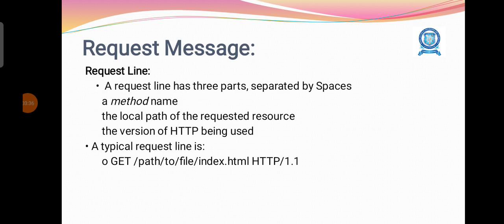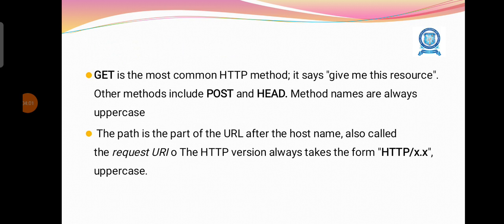First of all, let us see about the request message. The first field of the request message is the request line. It has three parts separated by spaces. They are the method name, the local path of the requested resource and the version of HTTP being used. A typical example for the request message is GET /path/to/file/index.html HTTP/1.1.